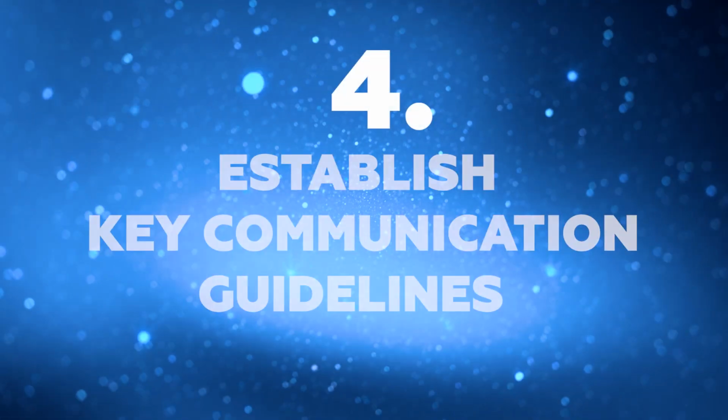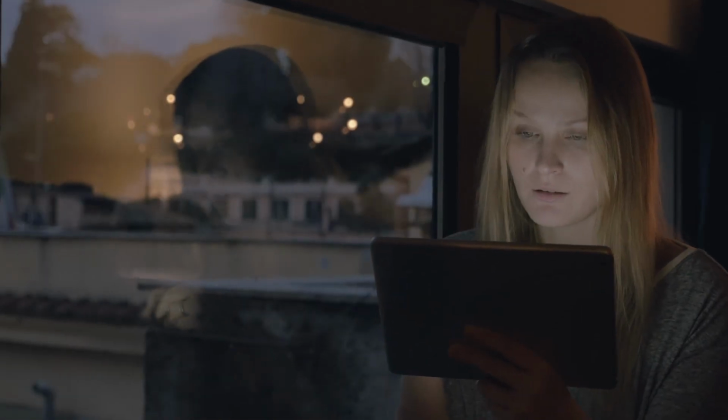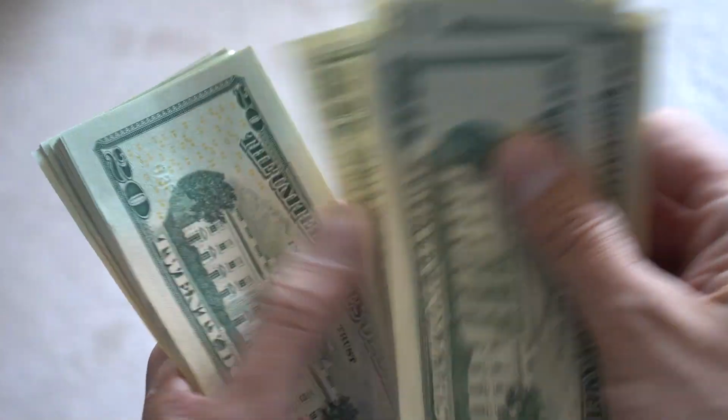Step 4 is to establish key communication guidelines. So are you going to be using Slack? Are you going to be using Zoom? Are you going to use Skype? Figure out which way you're going to communicate, figure out how often you're going to communicate, and figure out how quickly you expect somebody to respond. And then keep in mind, the more responsive you expect someone to be, the more you're typically going to pay. And you should have this spelled out in the job description.